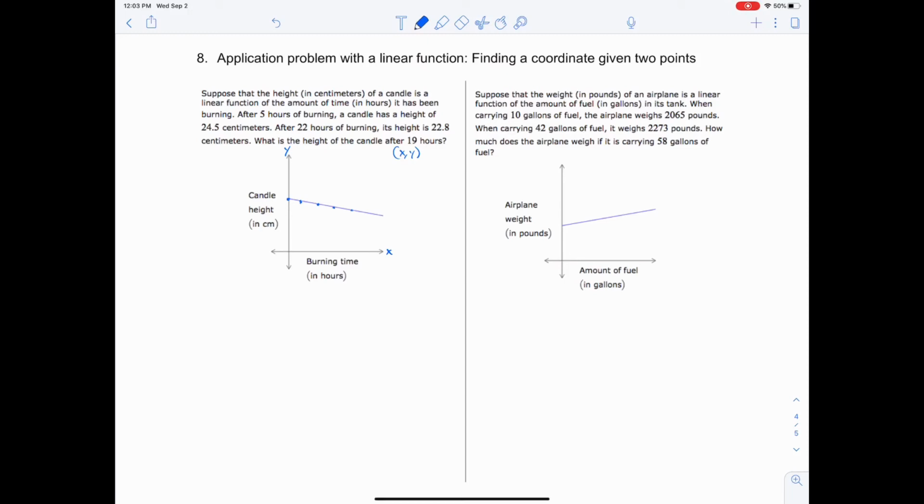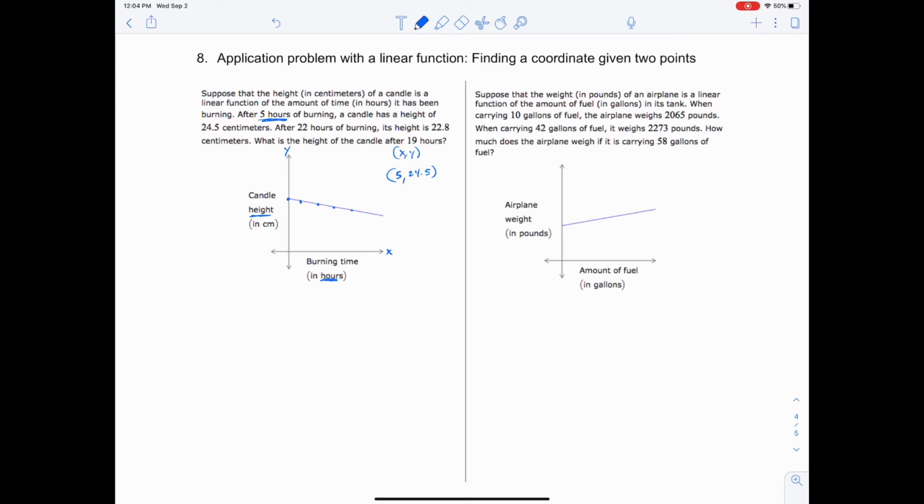They said here that 5 hours, so where can I put this? Let's do 5 hours, comma, and I know 5 is x, because it says 5 hours here. Hours is my x. A candle has a height. I know height is my y because this is along my y-axis, and it says 24.5. So that's 1 point.